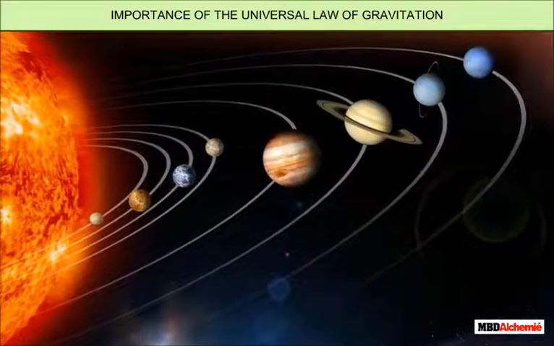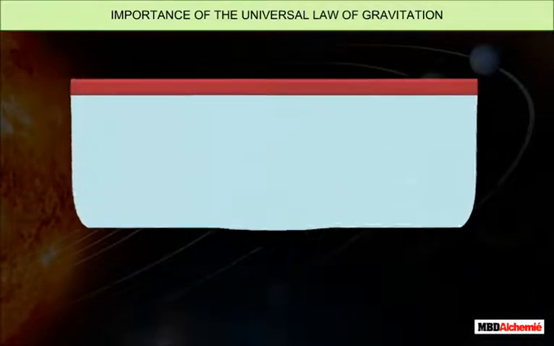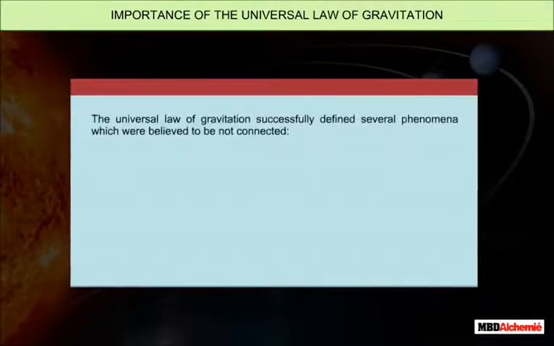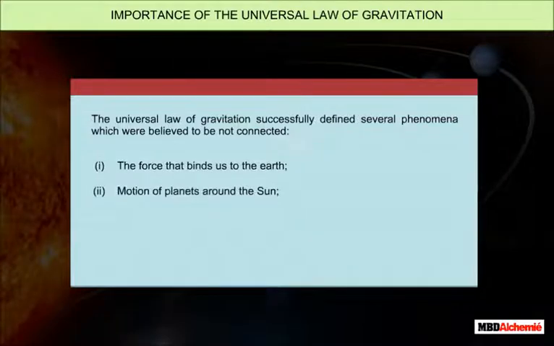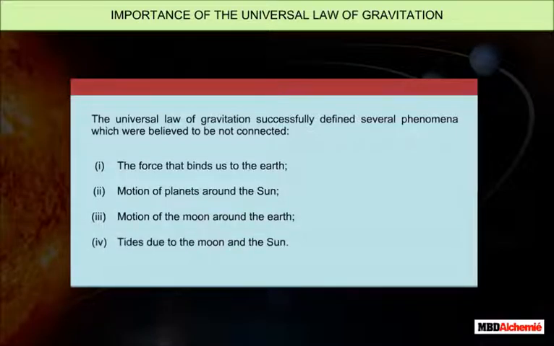Importance of the Universal Law of Gravitation. The Universal Law of Gravitation successfully defined several phenomena which were believed to be not connected. 1. The force that binds us to the Earth. 2. Motion of planets around the Sun. 3. Motion of the Moon around the Earth. 4. Tides due to the Moon and the Sun.